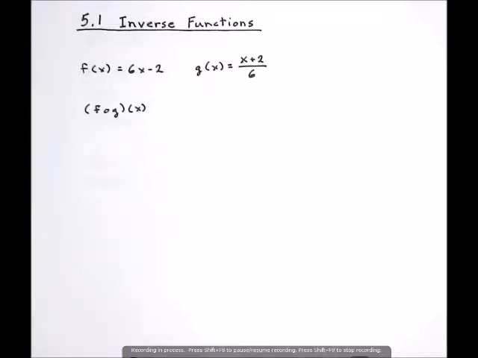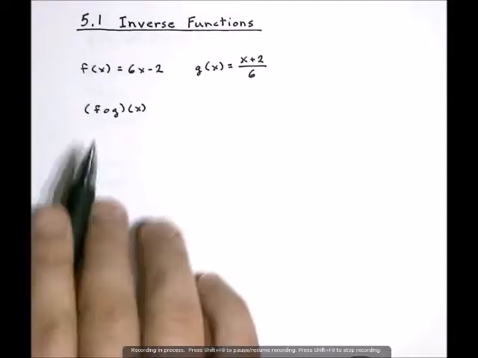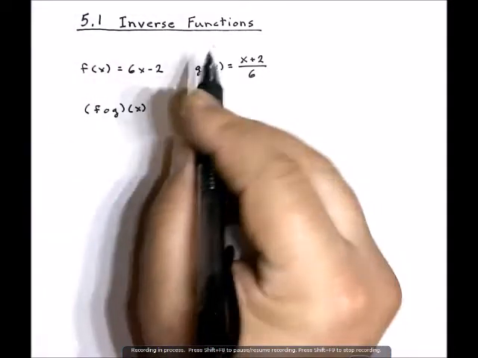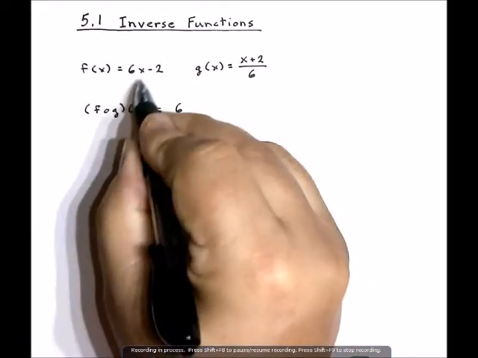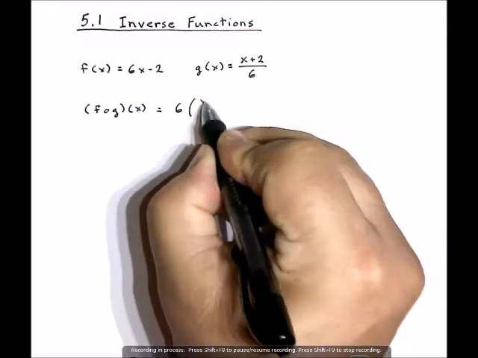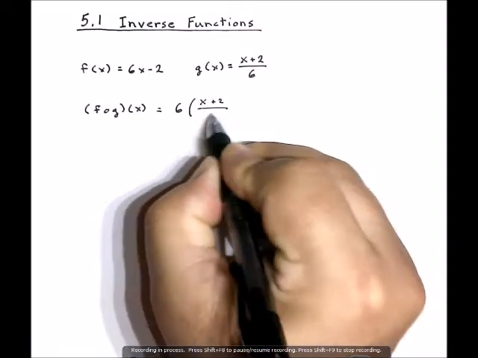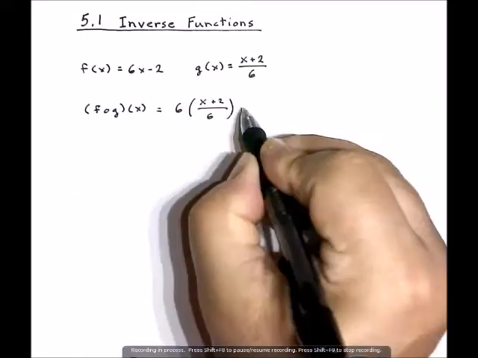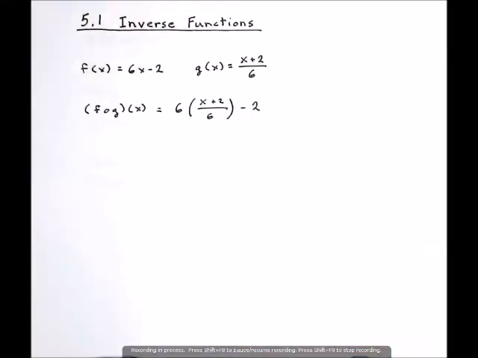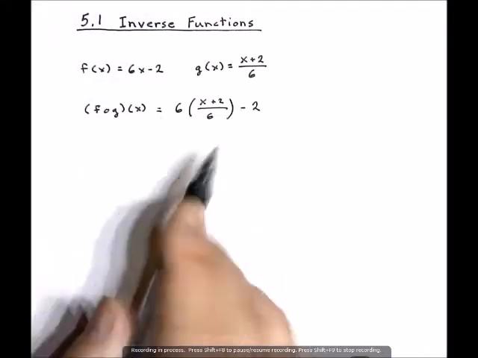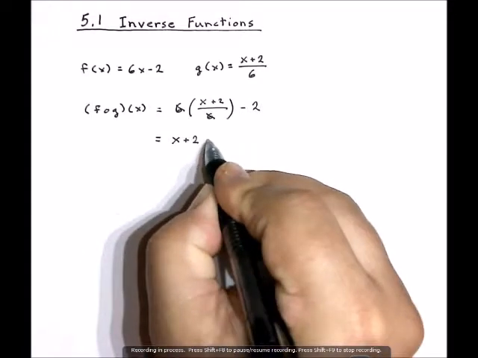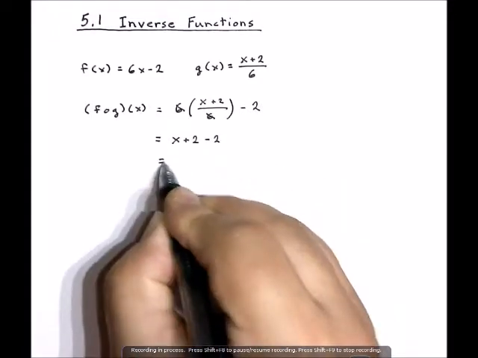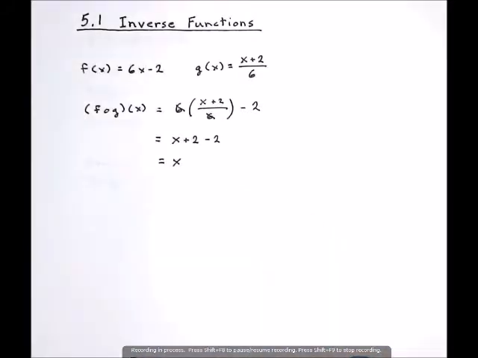Section 5.1 is about inverse functions. So let's take these two functions and compose them like we did earlier. In this case, I start with f, and anywhere I see an x, I plug in all of g. And then I continue on with f. And then I simplify. So these two 6's will cancel, leaving me with this. And then these two 2's will cancel out, just leaving me with x.